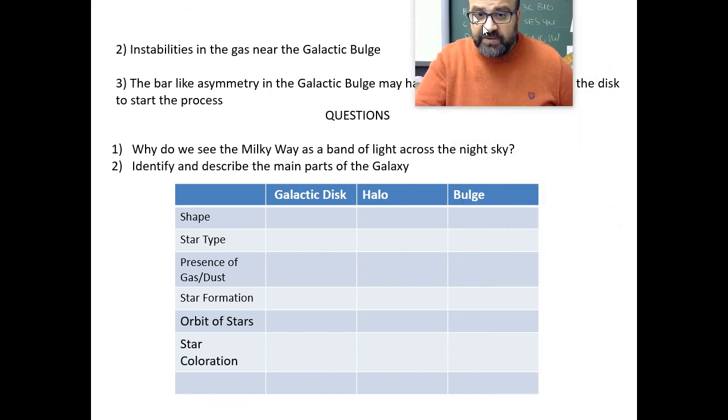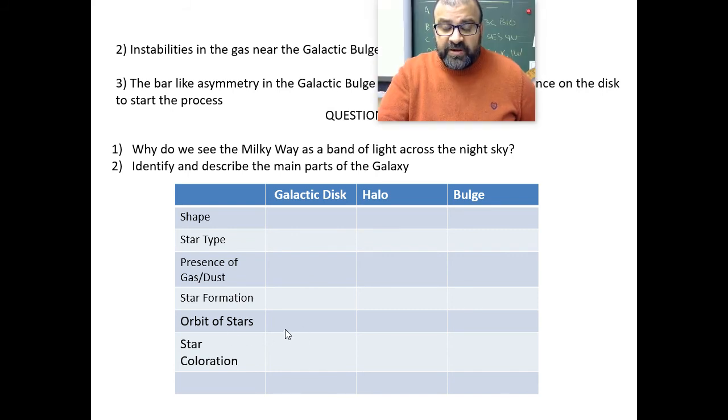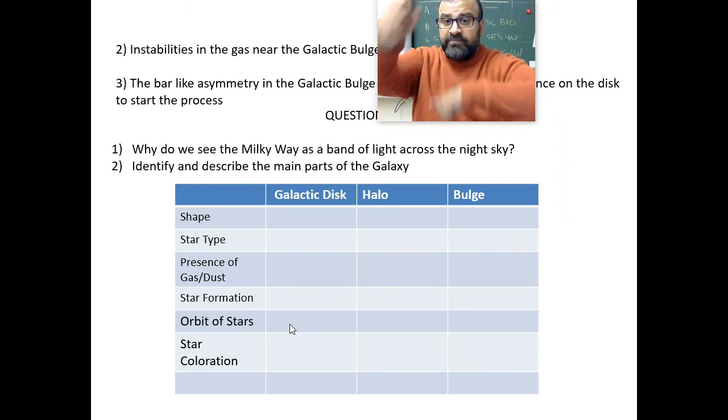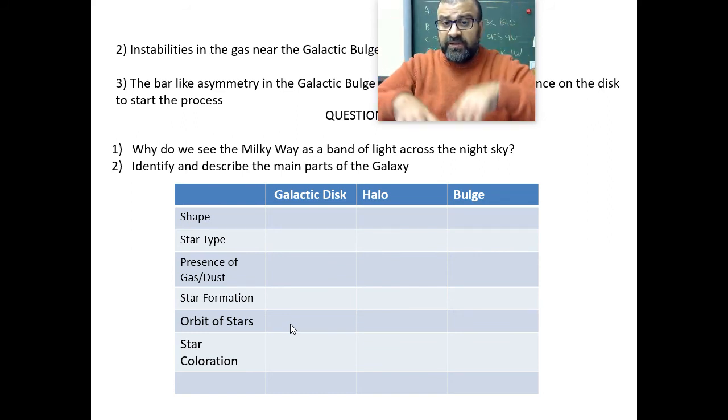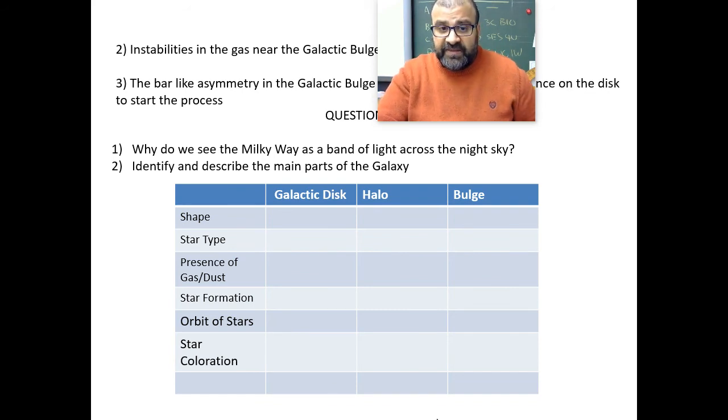Orbit of the stars: in the galactic disk, they are spinning in a flat plane around the center. The halo is buzzing around like a swarm of bees, above and below, going around the whole disk. And in the bulge, they're tight in the center, spinning around like a bunch of bees.